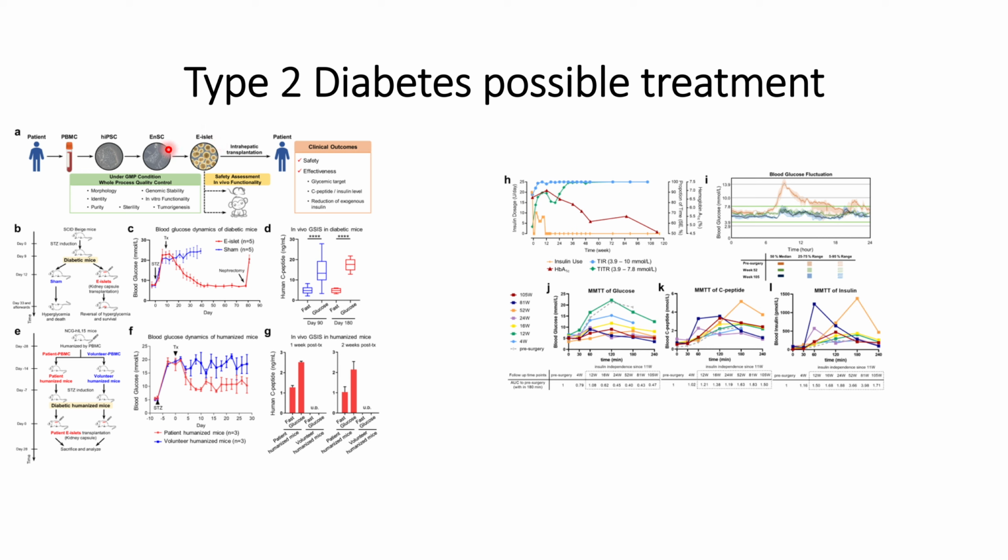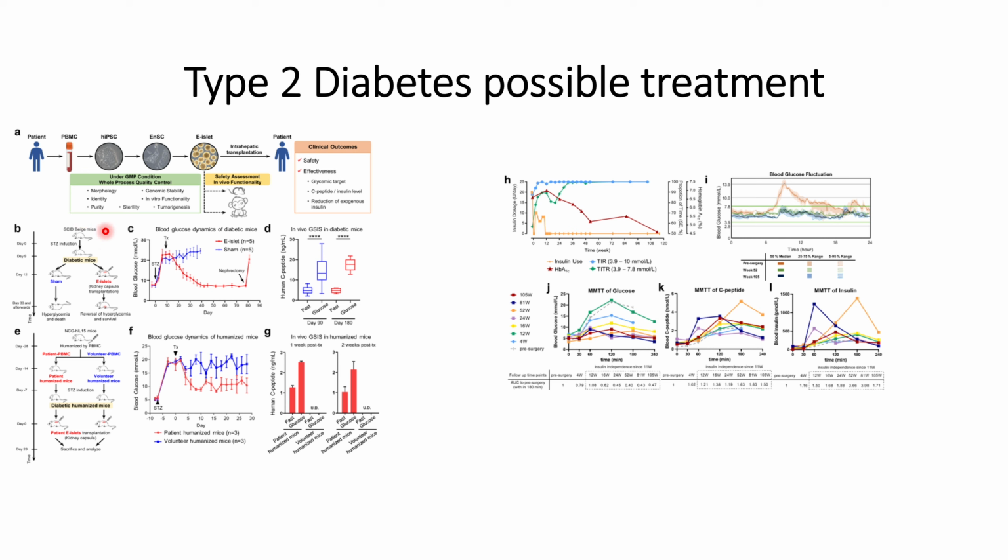And what they did is they transferred these islet cells into the patients, and before doing this step they also validated their islet cells in mouse models for safety concerns, and they were able to treat one patient who is infected with type 2 diabetes. So some of the data about the mice are presented here.